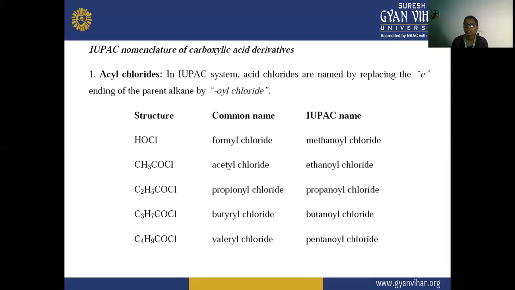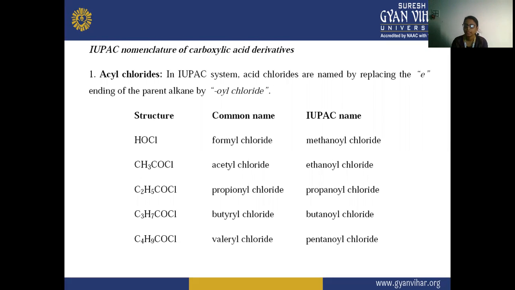So in the structure CH3COCl, the common name of this compound is acetyl chloride, and the IUPAC name is ethanoyl chloride. So the structure of C2H5COCl, the common name is propionyl chloride. As you can see, there are three carbons attached to this Cl. That is why it is given this prop. So here the IUPAC name is propanoyl chloride.